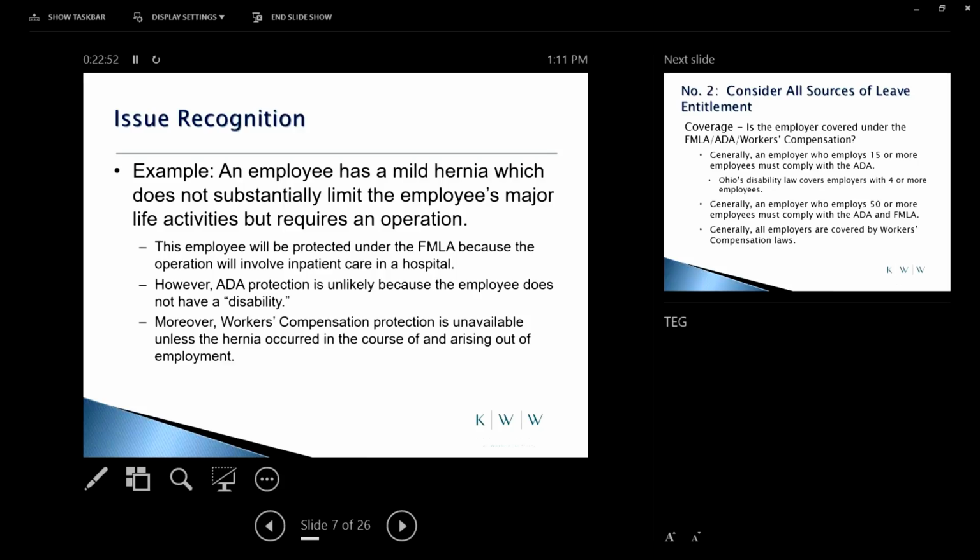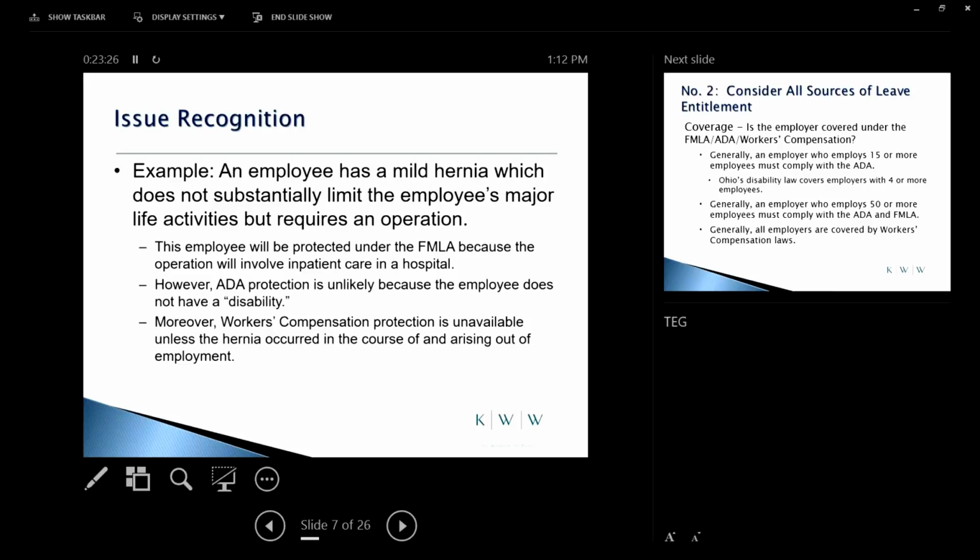It's an employee who has a mild hernia which does not substantially limit the employee's major life activities, but requires an operation. So in that situation, assuming the employee is otherwise eligible for FMLA, having worked for at least a year, having worked at least 1,250 hours, etc., then that employee would be protected under the FMLA, if for no other reason than because the operation will involve inpatient care at a hospital. And that is one of the prongs of a serious health condition.